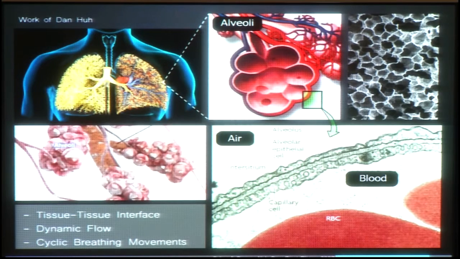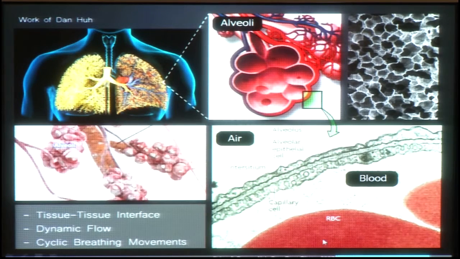This one is the lung on a chip, or more precisely, the alveoli on a chip. It was published in Science in 2010. It was done by a postdoc from the lab I come from, at the Wyss Institute at Harvard. And the idea here is to reconstitute inside the chip the tissue-tissue interface of the human alveoli, or air sac.